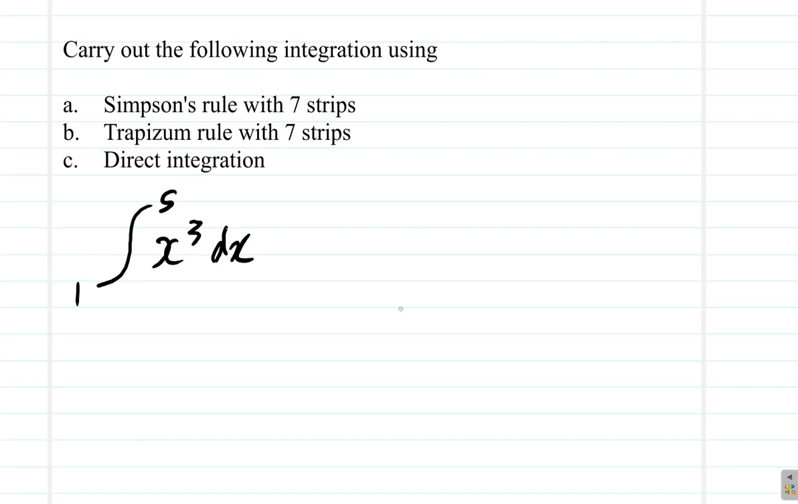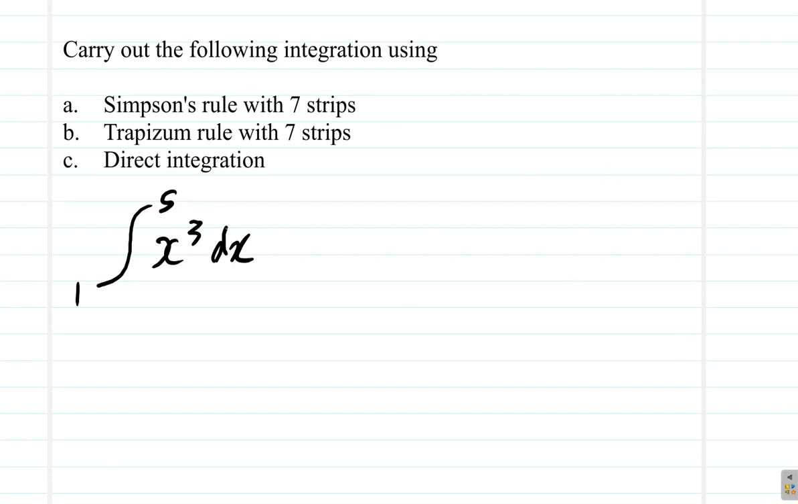Let us carry out this integral from 1 to 5 of x cubed dx using Simpson's rule with 7 strips, trapezium rule with 7 strips, and with direct integration. This integral will look familiar to you. We've done it before, but we will use 8 strips.